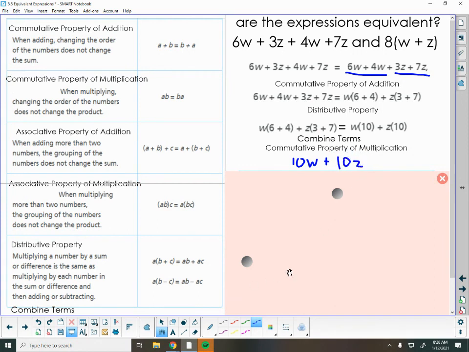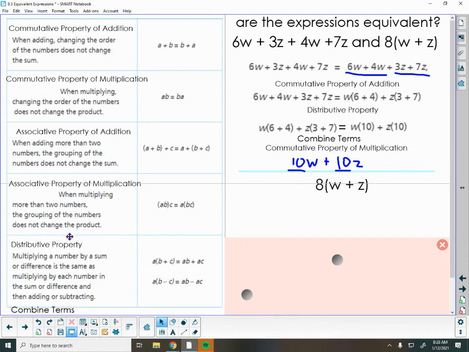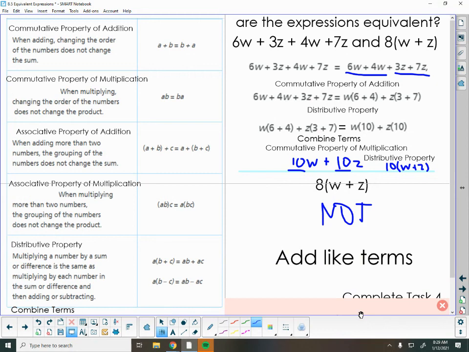So now we're going to look at this other one here. So we have 8 W's plus Z's. We can go one step farther here and use the distributive property one more time. And we can pull out that 10. They both have 10 in common. What are we left with? W plus Z. Well, this one is 8 groups, and this one has 10 W's plus Z's. So these are not going to be equivalent.